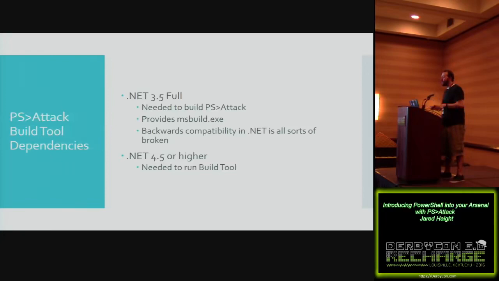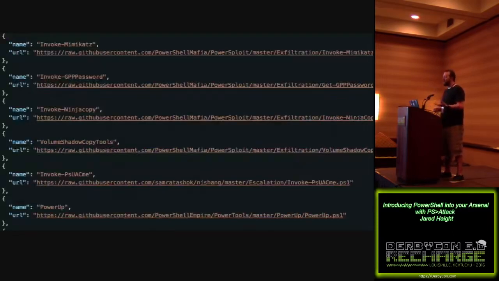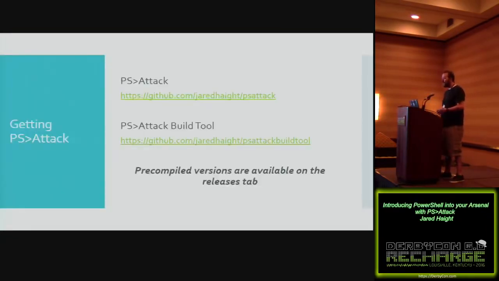Now, to answer the questions of how do I incorporate my own tools, and how do I see what tools PSAttack is downloading, the build tool relies on a file called modules.json. It's a simple JSON file. Basically, you give your thing a name and point it to a URL, and it's going to go download that PS1 file and build it into PSAttack. So if you have these obfuscated versions of Mimikatz or a different fork or whatever you want to use, it's easy to update it here and incorporate it into your version of PSAttack.